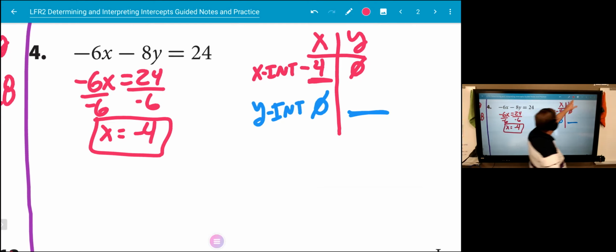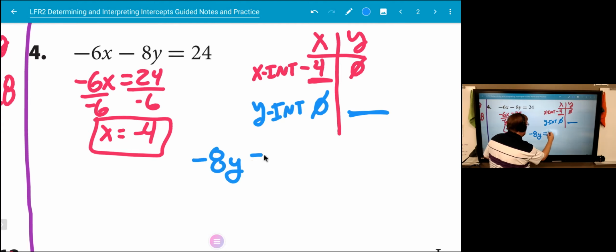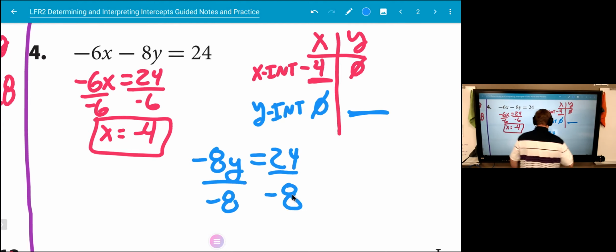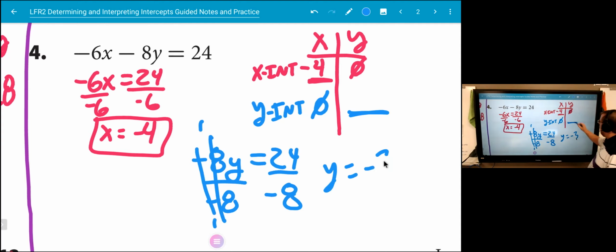For the y-intercept, we start all over. And instead of replacing y with 0, we're going to replace x with 0. So in this case, this is 0. 0 minus 8y, or negative 8y, equals 24. Divide both sides by negative 8. This simplifies to 1. That's why this works. It's just 1y. 24 divided by negative 8, y equals negative 3. So negative 4, 0, and 0, negative 3. Those are my two intercepts.